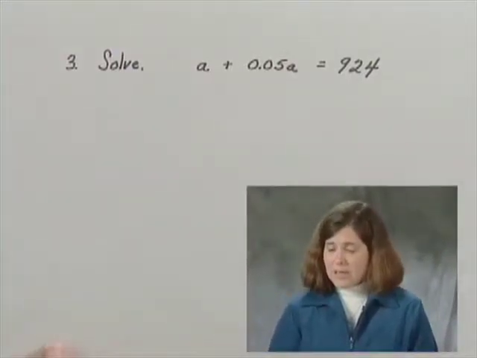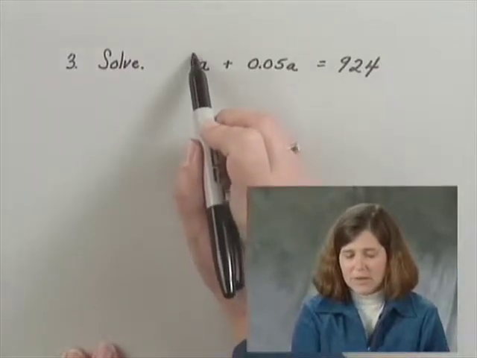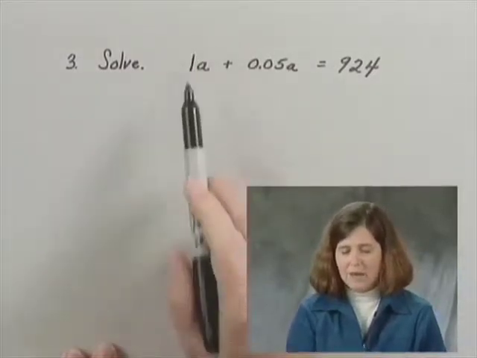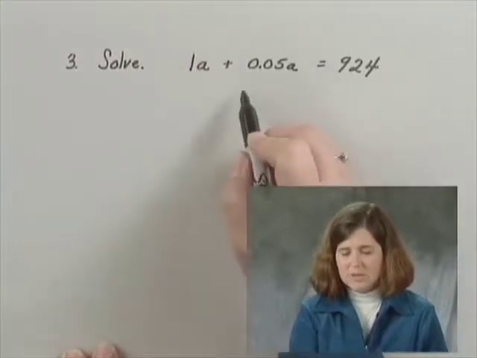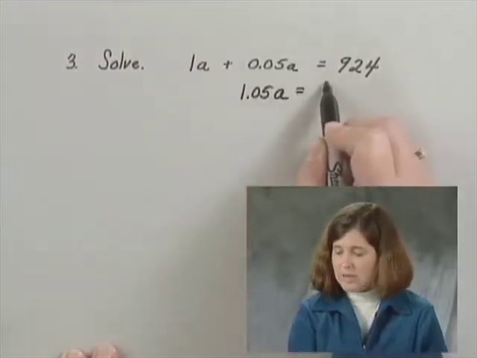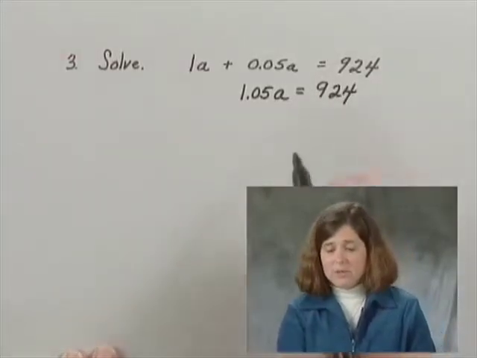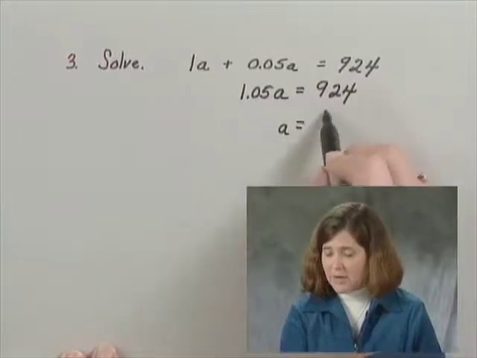To solve, we collect terms on the left side, noting that A is the same as 1 times A. So we have 1 plus 0.05, or 1.05A, equals 924. And we divide both sides by 1.05, and we get A equals 880.